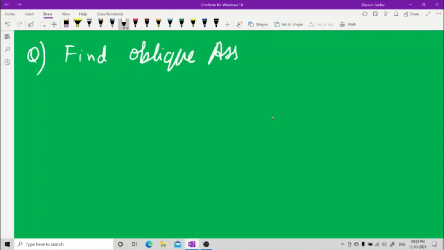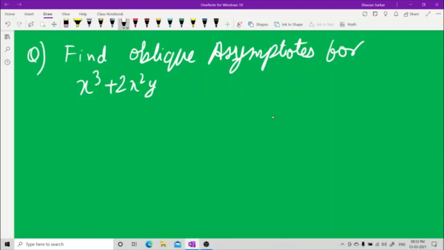Question is find oblique asymptotes for this equation: x cube plus 2x square y minus x y square minus 2y cube plus xy minus y square minus 1 equal to 0.